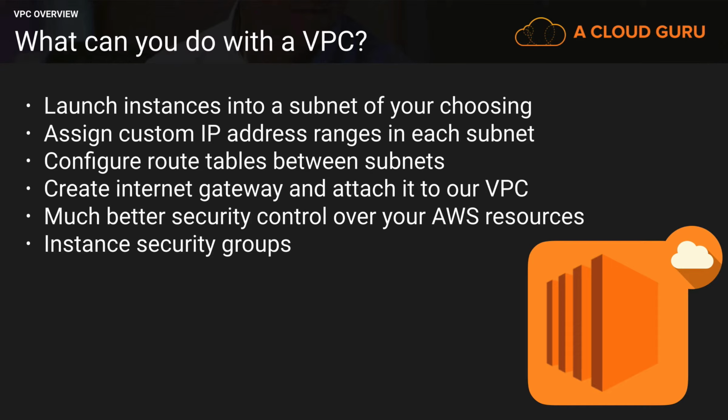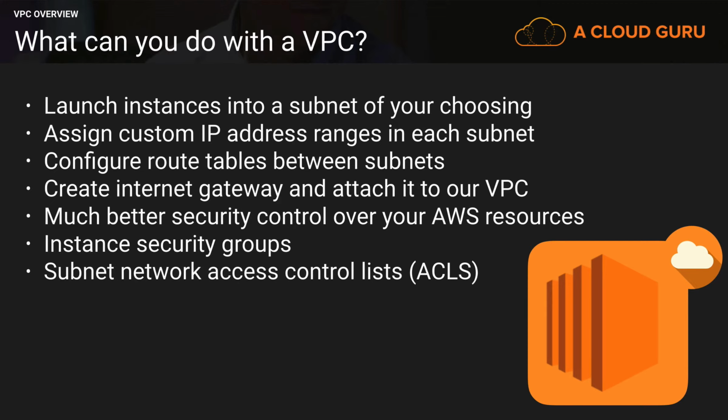Our instance security groups, we can deploy inside our VPCs. Remember, a security group can span availability zones. You can have a security group across multiple availability zones, and by definition, you can have security groups spanning multiple subnets as well. You also get subnet network access control lists, and using these NACLs you can go in and block IP addresses. So what's the difference between a default VPC and a custom VPC?